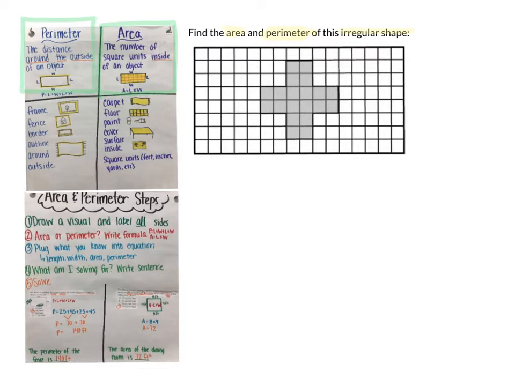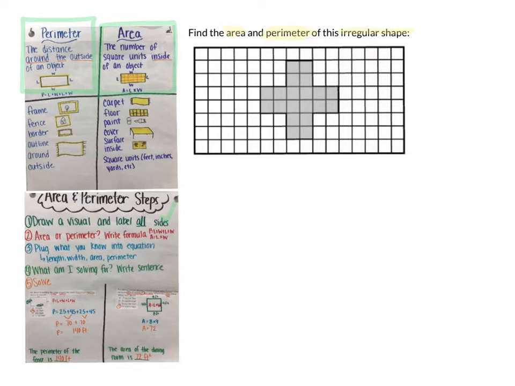Let's go ahead and take a look at our steps to solve. All right, so our first step says draw a visual and label all sides. So we already have our visual drawn. I notice that we don't have any side lengths labeled, so that's what we're going to do next. Since our shape is drawn on grid paper, it makes it really easy to find the side lengths. So all I need to do is count how many squares cross.